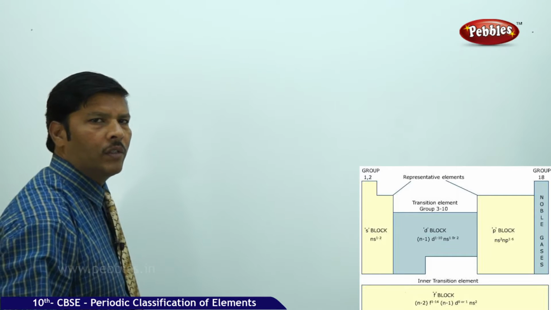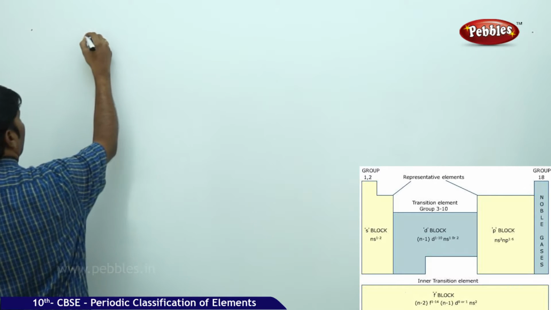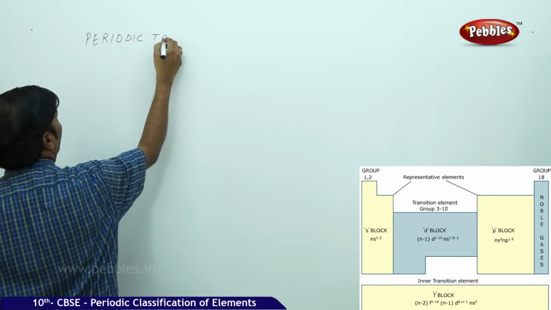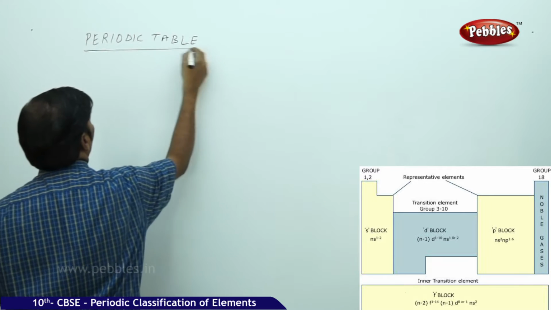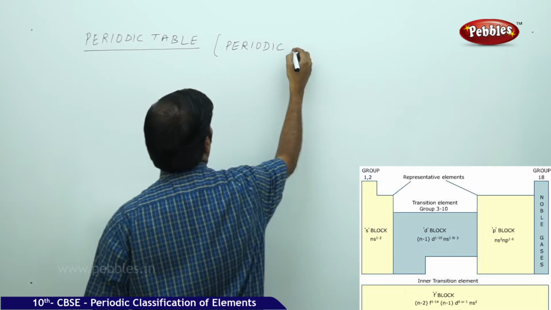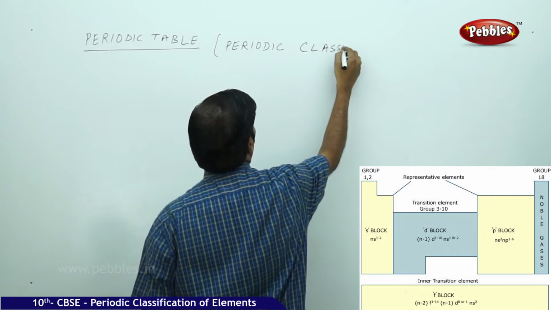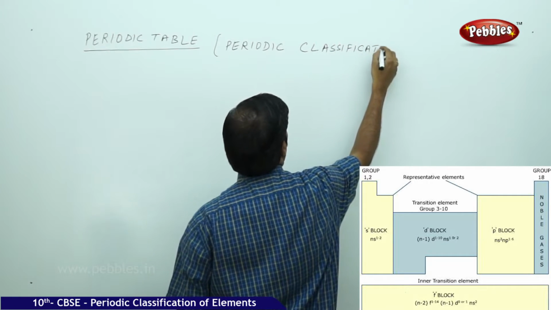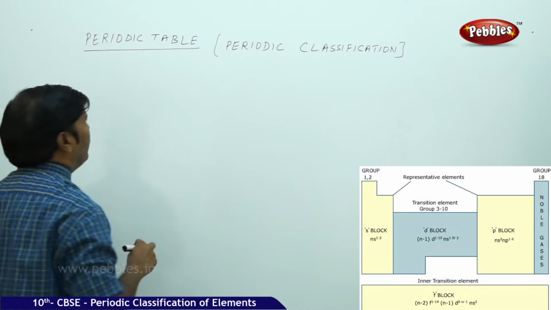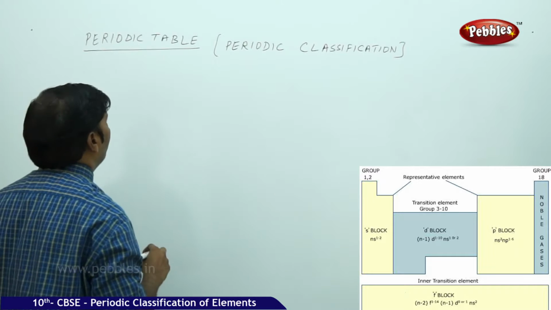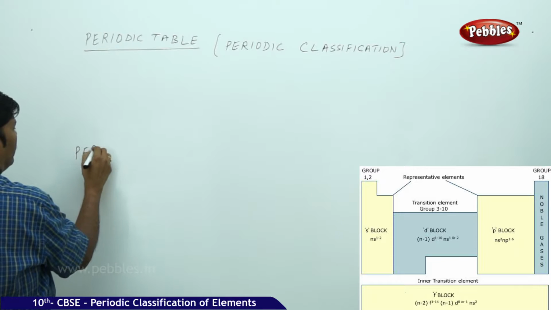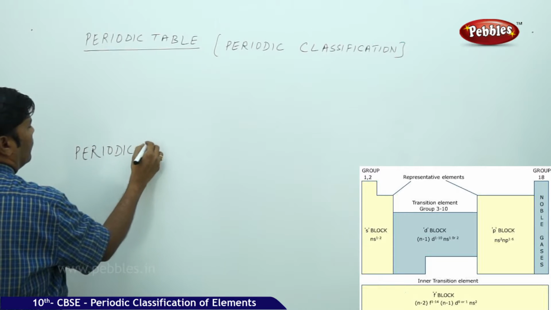So the next part of the discussion is the chapter which we are going to discuss, the periodic table. Also we call it periodic classification. If you go to the periodic table, what are the important points where we could classify?